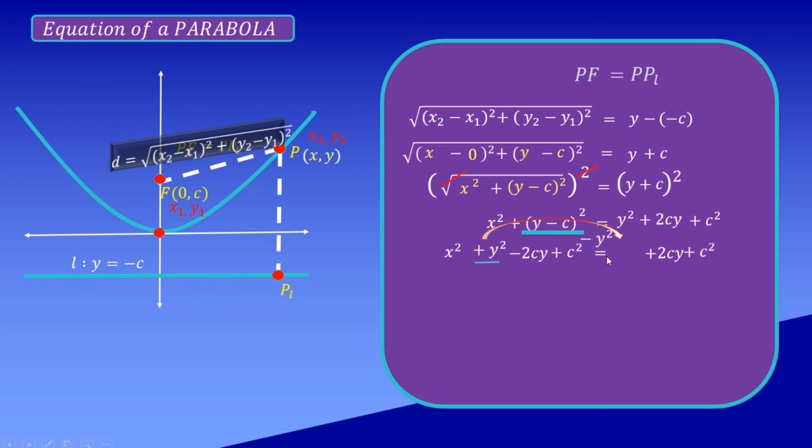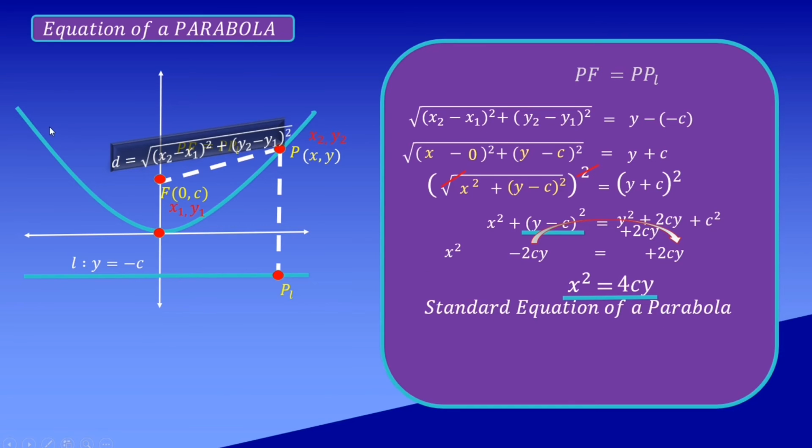So negative y squared plus y squared is 0. So tanggalin natin yan. Then c squared from positive magiging negative c squared. So tanggalin din natin yan, that is 0. So naiwan sa negative 2cy from negative magiging positive, but then copy x squared, then 2 plus 2 is 4, then copy cy. So ito yung ating standard equations of parabola that represent this curve.